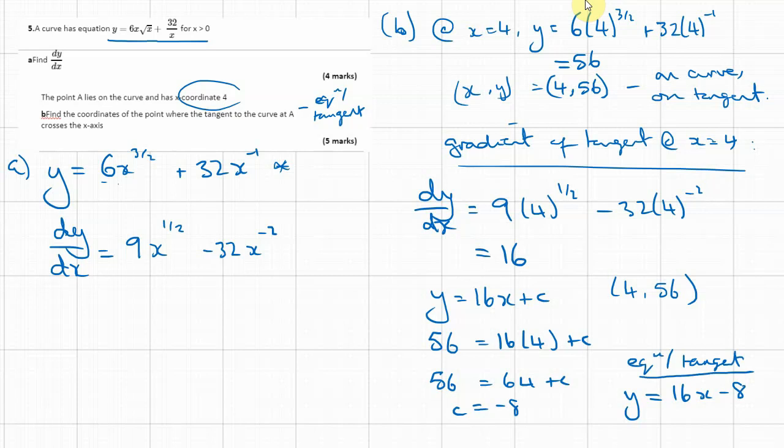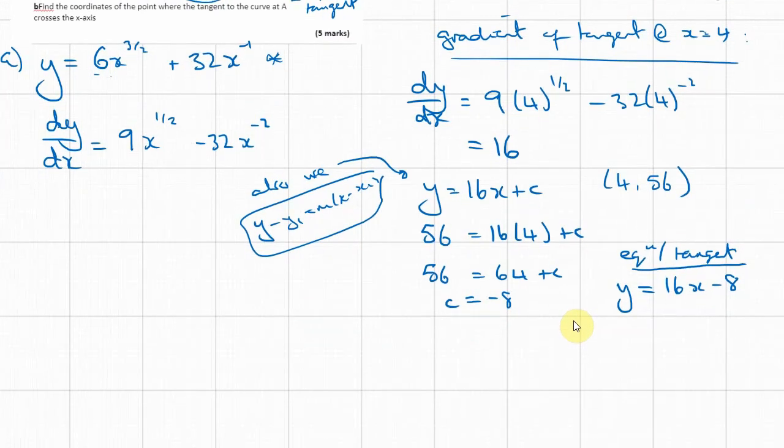You can also use the formula you've got for finding it with a point. What is it? y minus y1 equals m brackets x minus x1. If you like that, you can also use this. If you don't like doing it the way I've done, I prefer doing it my way, but that's me, obviously.